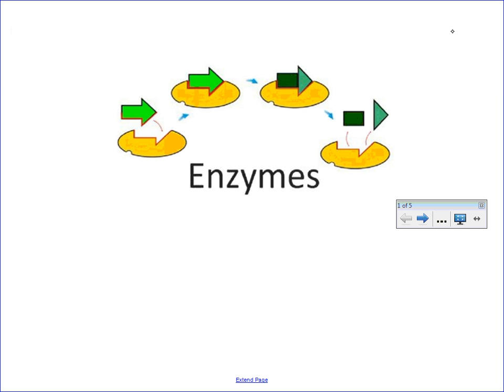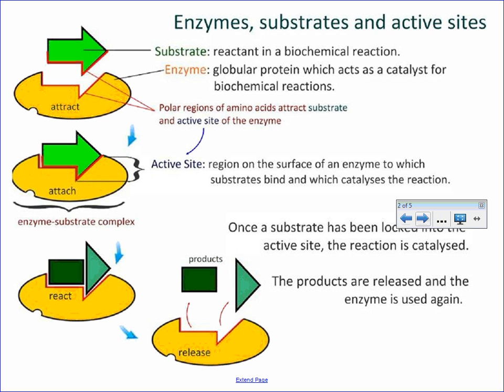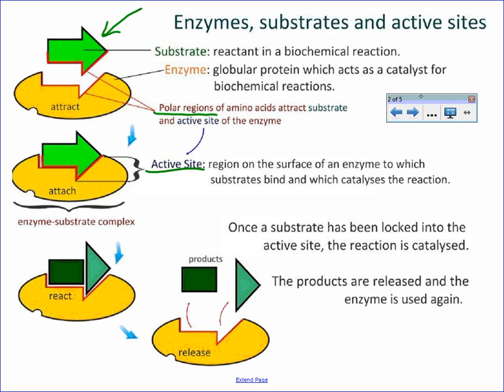All right, we're going to take a look at how it is that enzymes catalyze reactions. We should remember that for every enzyme, there is a substrate, perhaps more than one substrate. That substrate will be attracted, possibly through polar positive-negative interactions, or some sort of other molecular attraction, to a certain region of the enzyme called the active site. The active site is the place where the reaction will actually occur, the catalyzation.